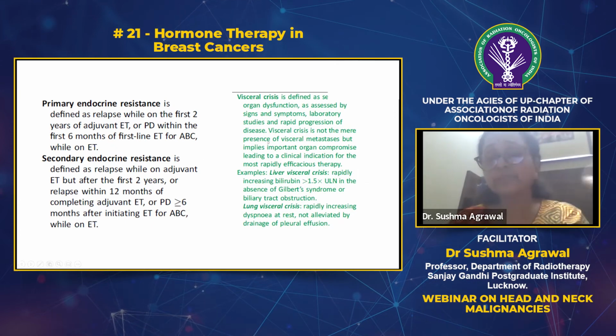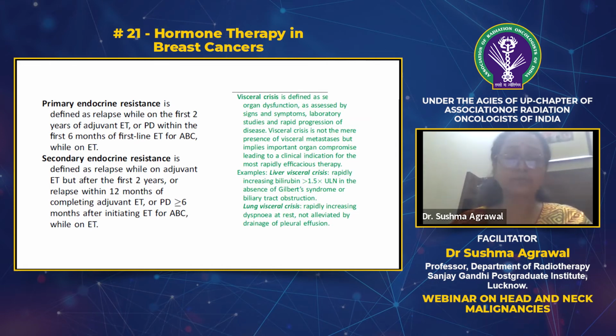Now, the other thing which you will come across is visceral crisis. So what is visceral crisis? In a woman who has visceral metastasis, for example, if she has liver mets, mere presence of liver mets is not visceral crisis. It is only the presence of increasing bilirubin or biliary tract obstruction. In a patient with lung mets, it is only the development of rapidly increasing dyspnea, and these women are in visceral crisis. So why was it important to create this category? Because only in this category, they recommend chemotherapy.